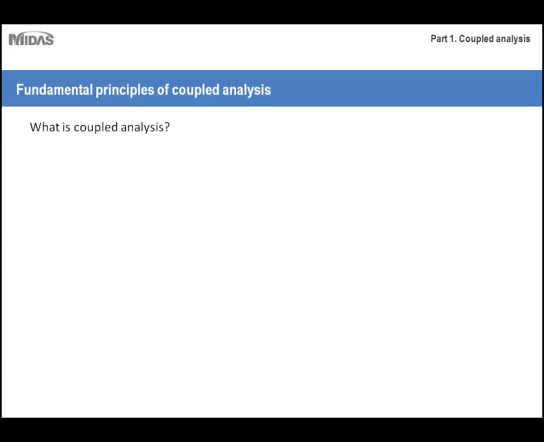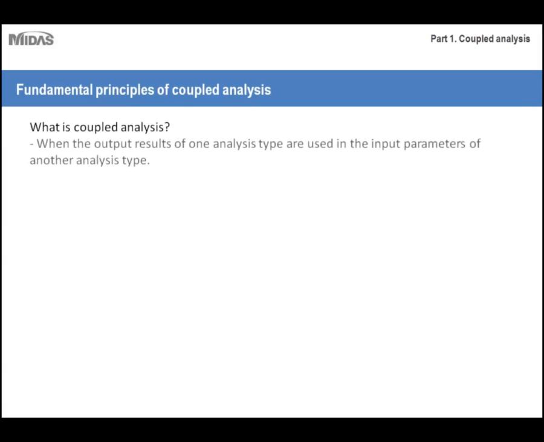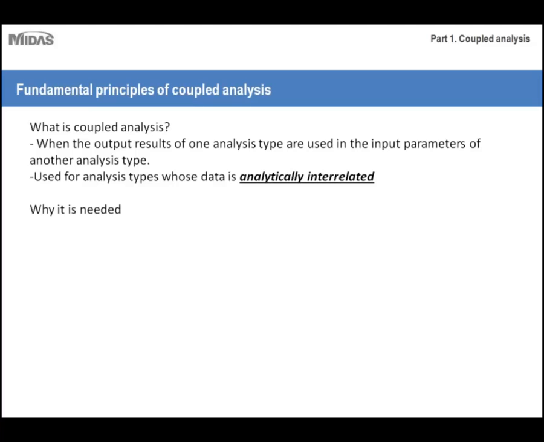Okay, so first, what is coupled analysis? Essentially, it's when the output results of one analysis type are used in the input parameters of another analysis type. To give further clarity, it's used for analysis types whose data is analytically interrelated. In other words, the output for one analysis type depends on the results of a previous analysis. And I'll go into greater detail about this through some specific examples.